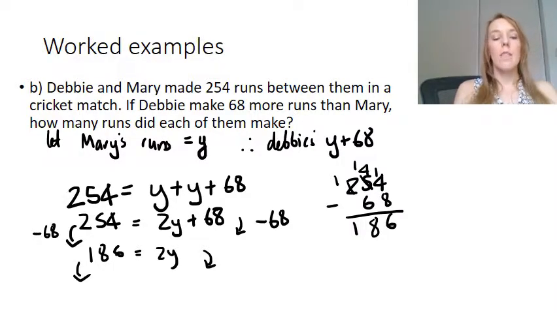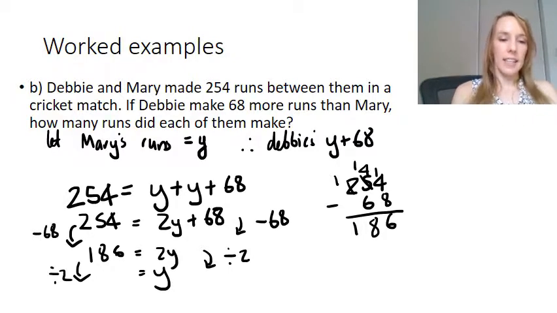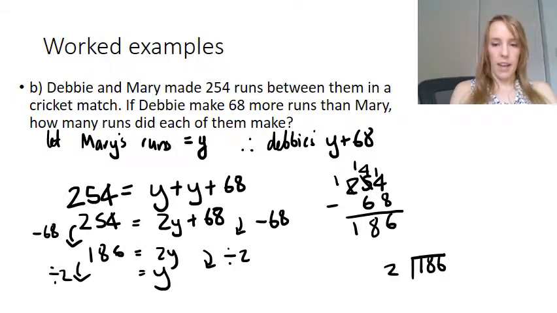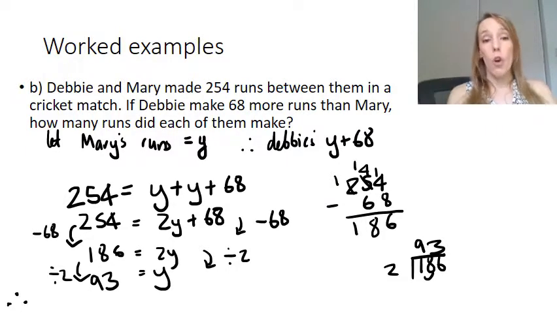And then the inverse of multiplying by 2 is dividing by 2. So 2y divided by 2 is just going to equal y. 186 divided by 2 is going to give me, I need another equation. 18 divided by 2 is 9. 6 divided by 2 is 3. So 93. So therefore, remember, answer in a word answer.